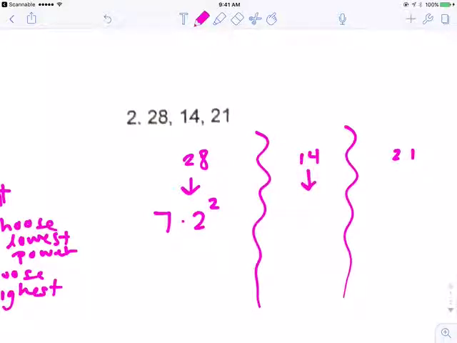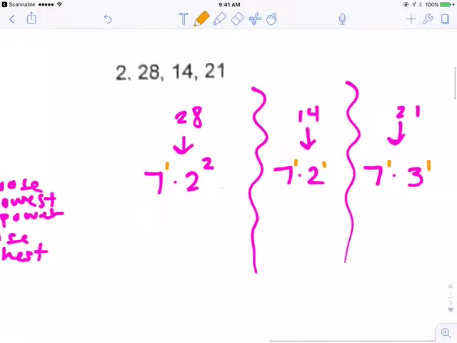14 is just 7 times 2. 21 is just 7 times 3. I'm going to write all the powers on them so I know. 7 to the power of 1, 7 to the power of 1, 2 to the power of 1, 7 to the power of 1, 3 to the power of 1. Okay, that was step 1, prime factorization.